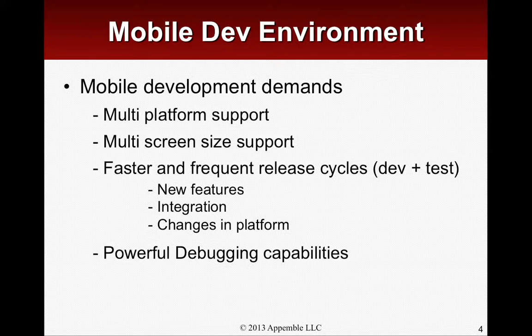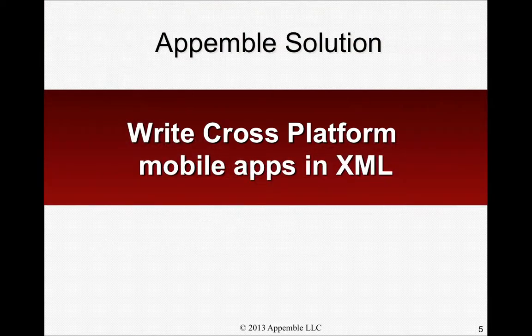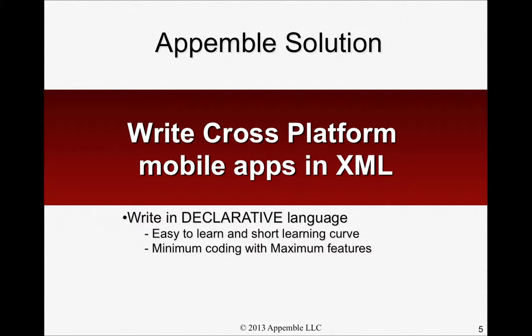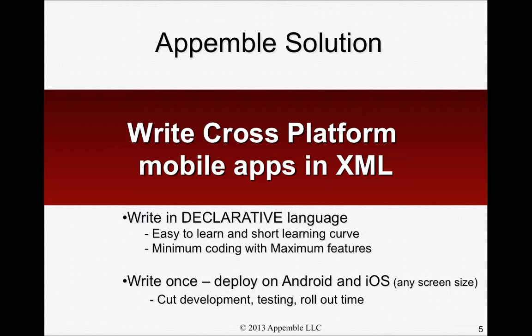Mobile application development demands multi-platform support and multiple screen sizes, it has frequent release cycles, and of course, all developers need very powerful debugging capabilities. Appemble strives to address the demands of mobile application development. Appemble Solution includes a methodology and tools to write cross-platform apps in an XML-based markup language that is simple to learn. We follow a declarative programming style which makes the learning curve very low and considerably reduces the code size. Cross-platform means that the same XML code can be used to create an app for Android and for iOS. Using a source code control system, you can develop on Android and run in Xcode and vice versa.